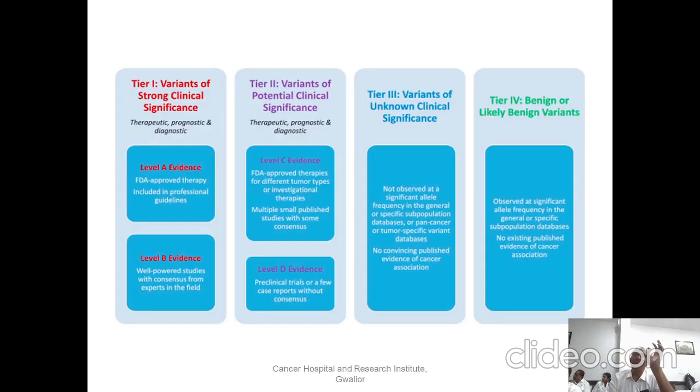Tier 1 is strong clinical significance. That means you have either level A or level B evidence. That means strong, well-designed clinical trials are available. Drugs against those targeted mutations are available. Then you have really strong evidence. If you do not have such good evidence, that comes into tier 2, potential clinical significance, or some of the trials are going on. There may be some therapies in the near future which can come up.